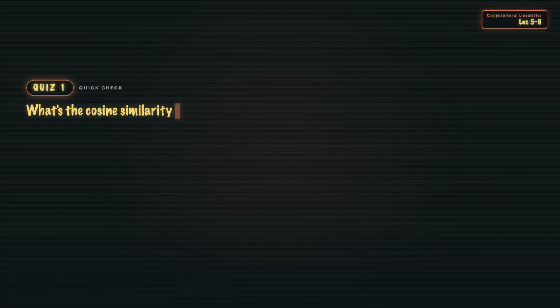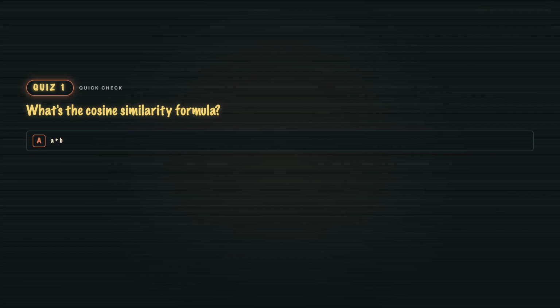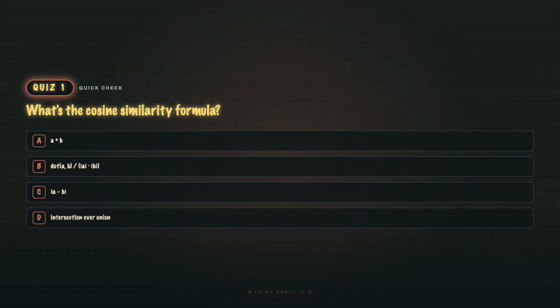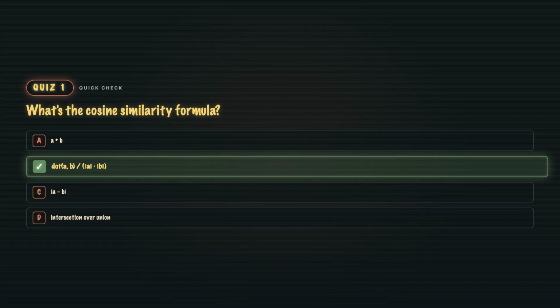Quiz 1. What's the cosine similarity formula? A. A plus B. B. Dot of A and B divided by norm of A times norm of B. C. Norm of A minus B. Or D. Intersection over union. B. Dot product divided by the product of magnitudes. C is Euclidean distance. D is Jaccard. A is nonsense. Cosine gives you a number from -1 to +1, how aligned the two vectors are in direction.